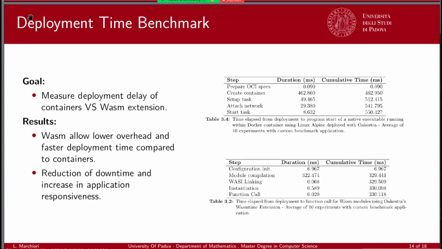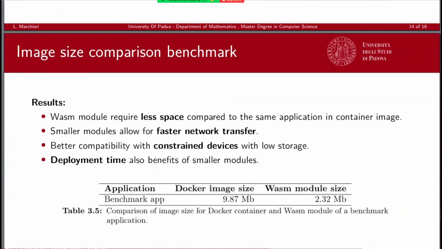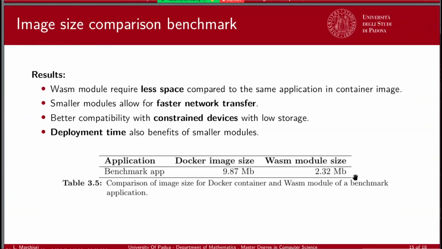And what we discovered was that the deployment time of a WASM module is a lot faster than the deployment time of a container, because the only step that takes time in WASM is the module compilation to the machine code for the target architecture. And so with this, we can reach a reduction of application downtime, because we can lower the time that it takes for an application to start. And I think that is also a pretty interesting result to motivate our work.